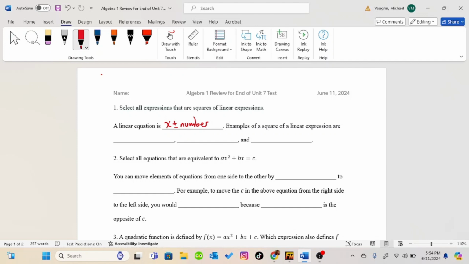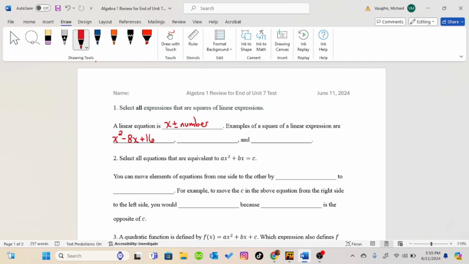All right, what they're going to do is give you several examples, and you're going to have to pick the ones that are examples of squares of linear expressions. So one example might be a standard form example written as x squared minus 8x plus 16, because this would be x minus 4 squared, or x minus 4 times x minus 4.